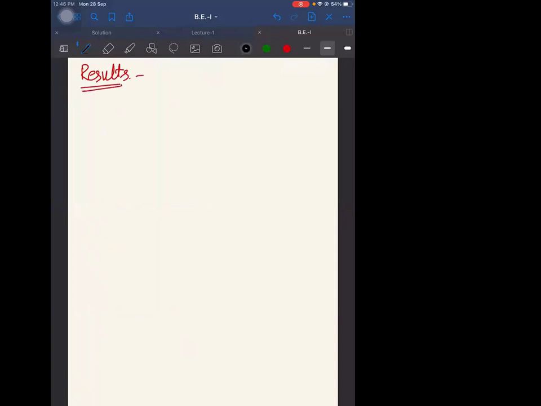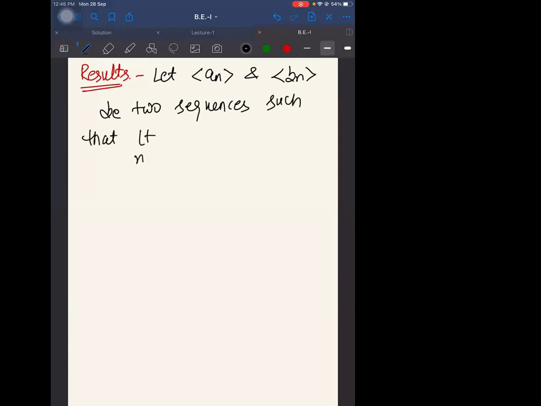So let an and bn be two sequences such that limit n tends to infinity an is some number a and limit n tends to infinity bn is some number b, right? So there are a few rules which you maybe already know.